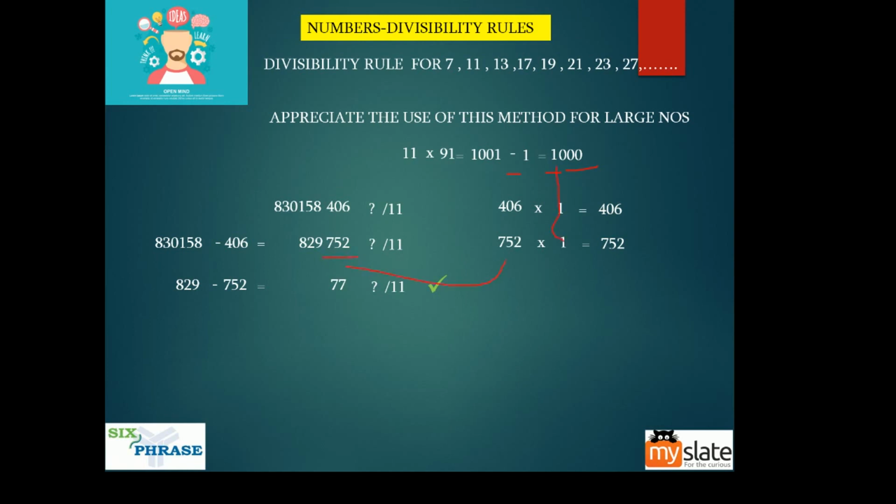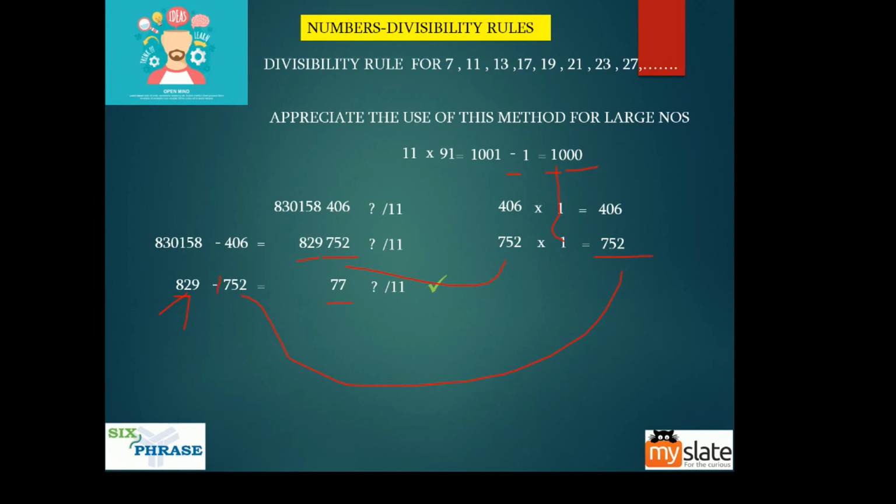This one is this one. Okay, 752 one is 752. You extract 752, you are left with 829. So this is 829. So this is 752. And this sign, you know why we have a negative sign. Now 829 minus 752 is 77.